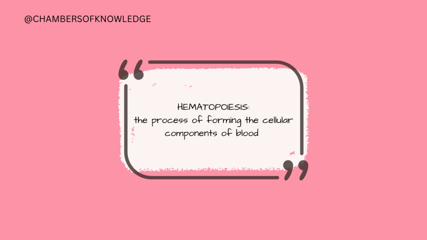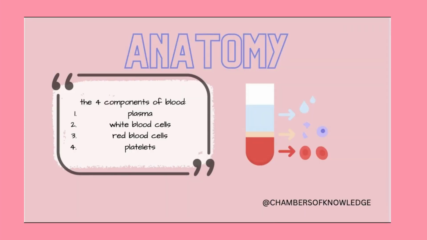Hematopoiesis is the process by which the cellular components of blood are formed. This is pretty much the creation of the cellular components of blood. Your red blood cells, your white blood cells, and your platelets. If you are not familiar with the cellular components of blood, I have a video titled The Anatomy of Blood.